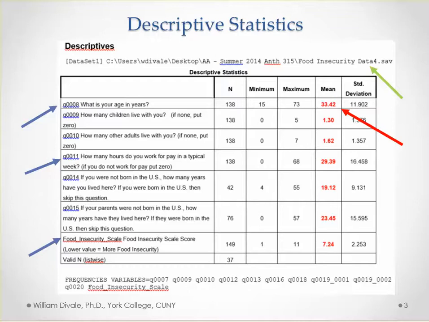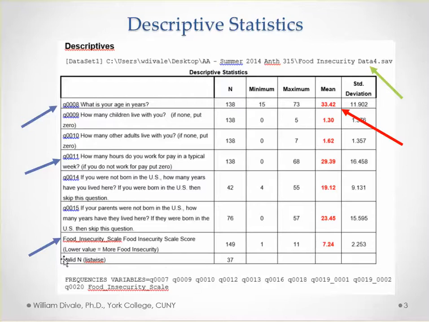Now, the whole purpose of descriptive statistics is to describe your data. In other words, if you looked at a list of numbers of the ages of 138 people, you wouldn't know how to make sense of it. But from these descriptive statistics, you could see, okay, the average age is 33 years, and the range went from 15 to 73 years. This is an example of what descriptive statistics look like and getting a picture of what they mean.